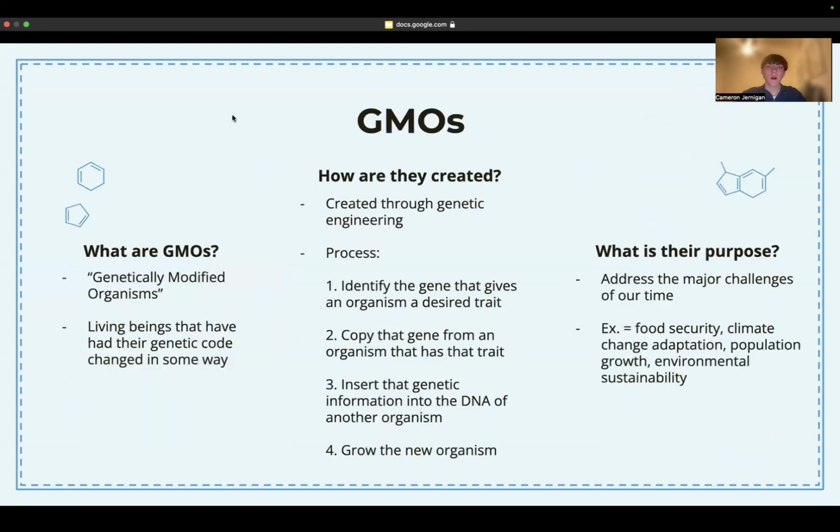GMOs are genetically modified organisms. This means that they are living beings that have had their genetic code changed in some way. This can apply to both plants and animals. They are created through a process called genetic engineering.